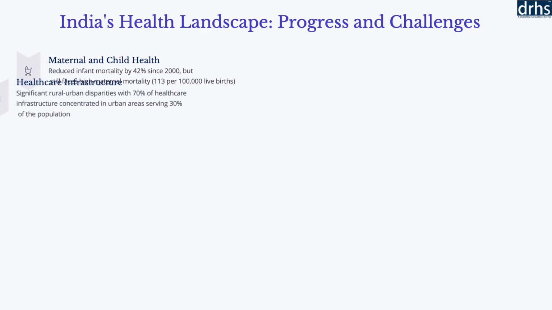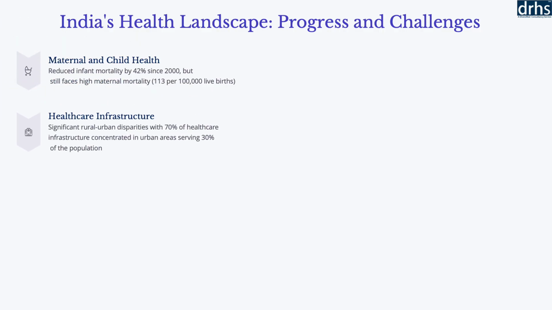Healthcare infrastructure in India exhibits stark rural-urban disparities. Approximately 70% of the country's healthcare infrastructure is concentrated in urban areas, which serve only 30% of the population. This leaves rural regions underserved, with limited access to advanced medical services and personnel.